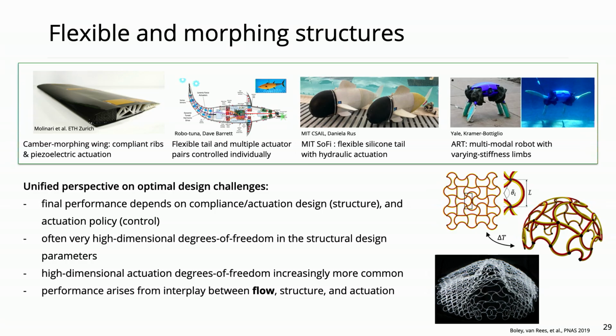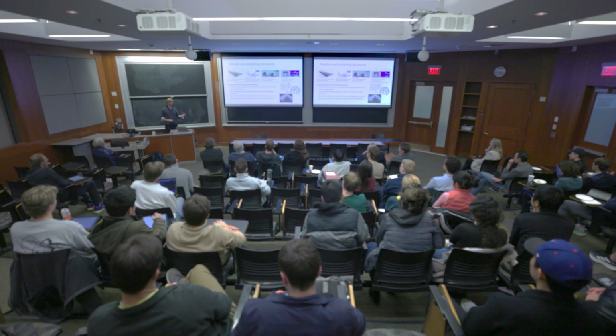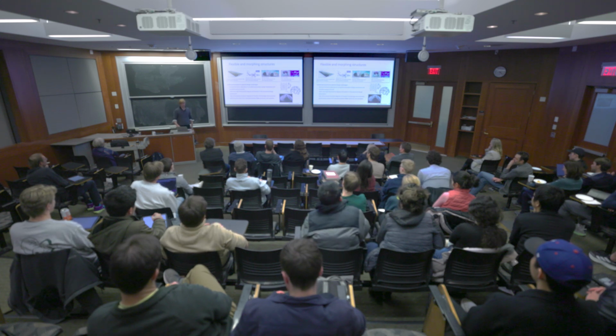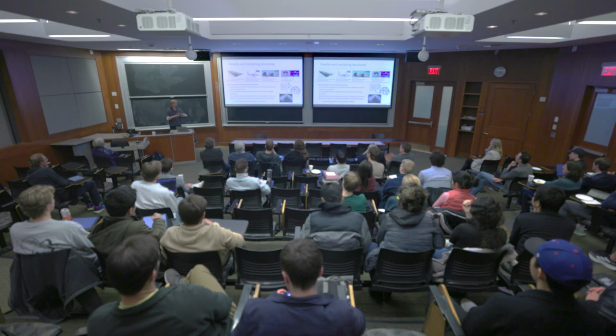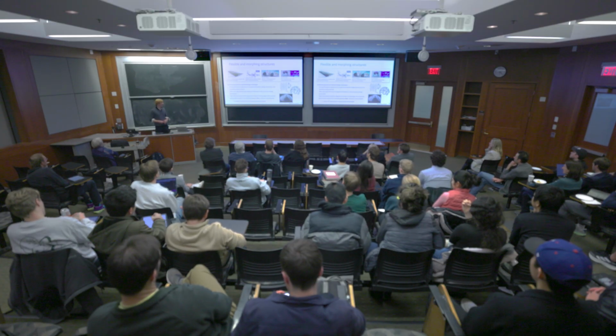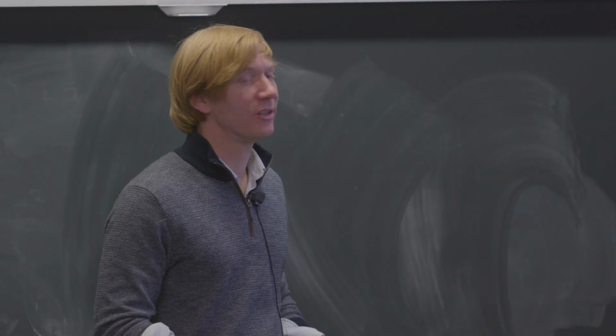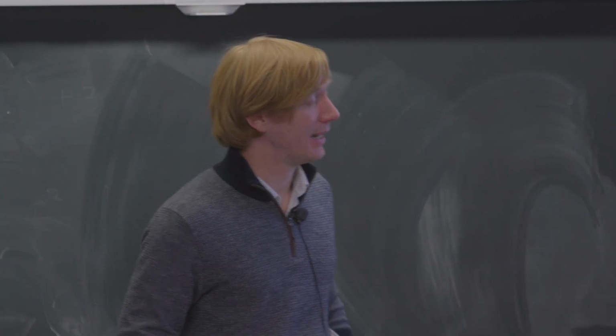On top of that, your structural design might have very high dimensional degrees of freedom, because maybe you can change your compliance continuously along a dimension. You might have high dimensional actuation degrees of freedom because you have smart morphing structures. And in the end, your performance arises from this interplay between flow, structure, and actuation, where the flow is the really critical part, because it couples everything in a very complex nonlinear way and makes it hard to extract reduced order models. And because of that, if you do a naive FSI optimization, which is essentially throwing experiments or simulations at the problem, that becomes intractable, just because the parameter space is too high dimensional.